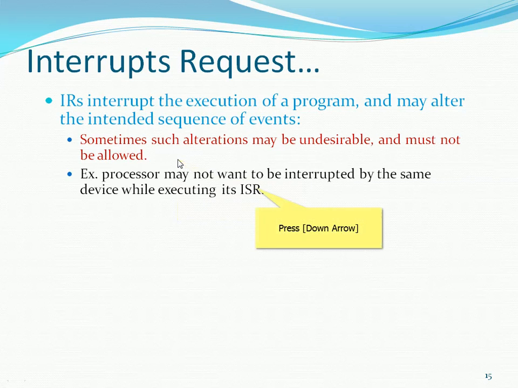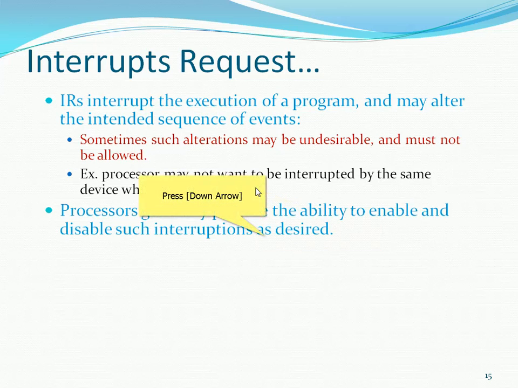For example, the processor may not want to be interrupted by the same device while executing its ISR. It is already providing one service to the particular device, but the device is requesting one more service. It is putting one more demand. In such a case, it is not possible, so straight away it will be rejected.